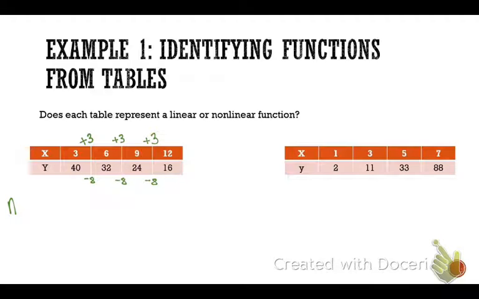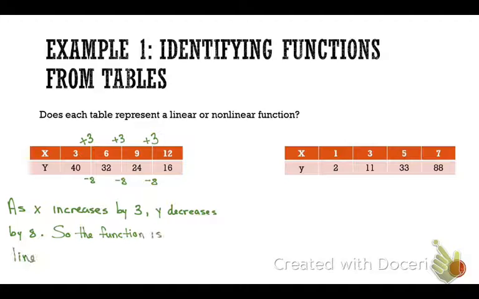Because there is a constant rate of change on x and y, you're going to say what is happening, just like we did in 7.1. As x increases by 3, y does what? Decreases by 8. So the function is linear. It's linear because there is that constant rate of change.